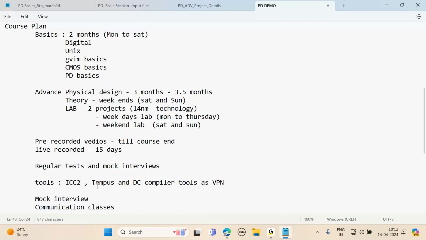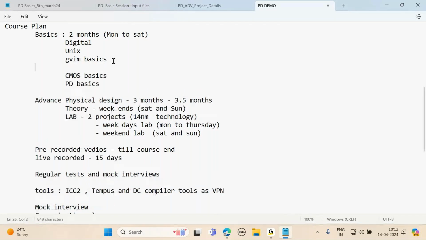See, there are two types of TCL. One is basic TCL. Here I have not mentioned TCL, sorry, I forgot to mention it. I'm very sorry. Even TCL is covered in basics. So here it is basic TCL, where we learn the syntax of TCL and how to use TCL.